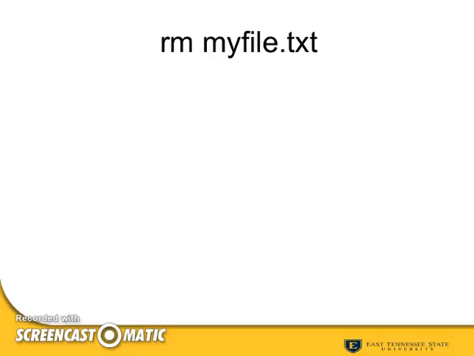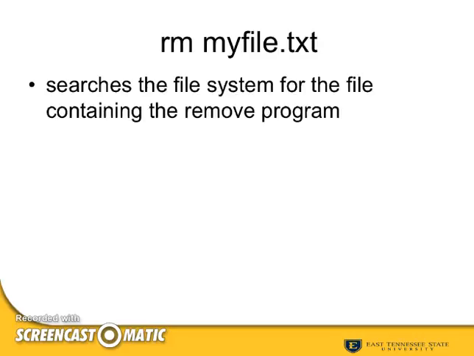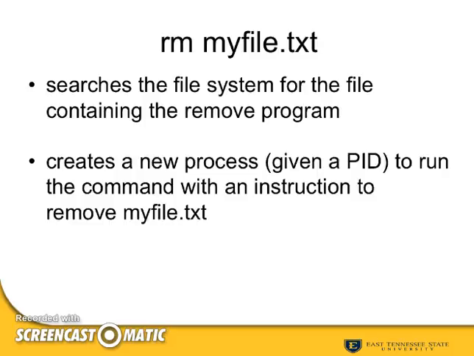Let's use the command line rm myfile.txt as an example to go through the steps that Linux goes through in order to complete this task. Note that in order for this to work, myfile.txt must be in your current working directory. Linux first searches the file system for the file containing the remove program. Linux next creates a new process, given a PID, to run the command with an instruction to remove myfile.txt.